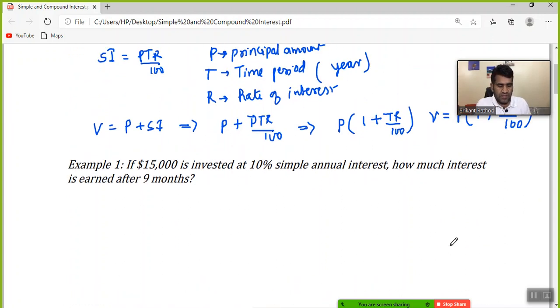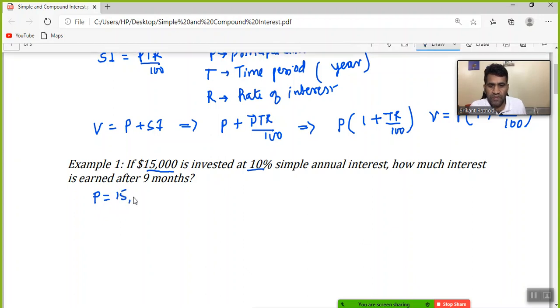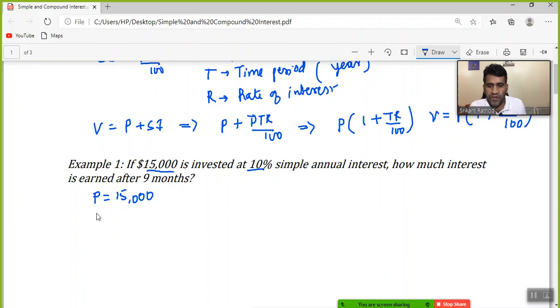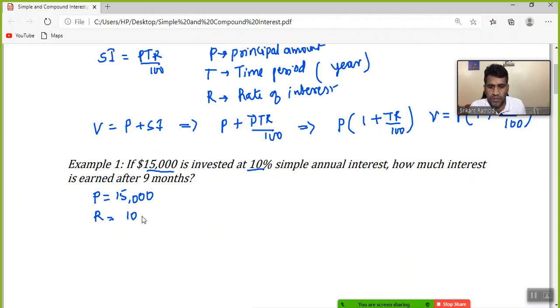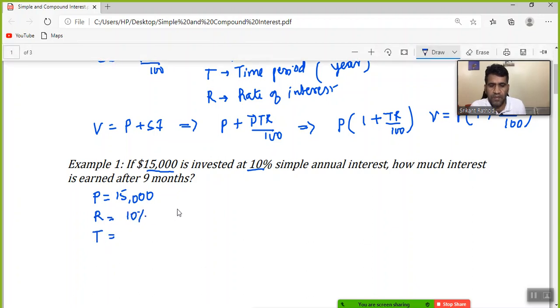Let's take an example. If 15,000 is invested at 10% simple annual interest, how much interest is earned after 9 months? The time period here is given in months. So let's specify the given values. P, the initial principal amount, is 15,000. Rate of interest is 10%, and the time period is given in months, so I have to convert it into years.